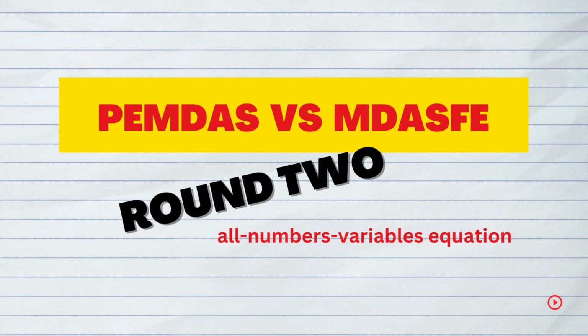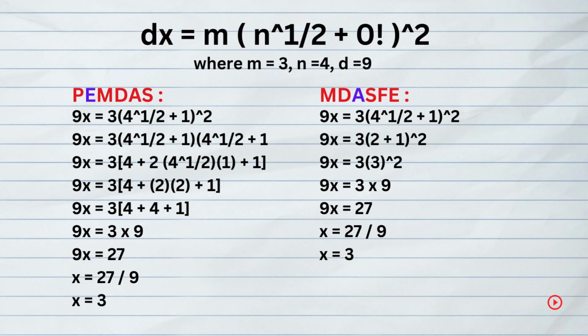And finally, if we compare PEMDAS to MDASFE using an all numbers variables equation, where m equals 3, n equals 4, and d equals 9, then the solutions are as follows. For PEMDAS, 9x equals 3 [square root of 4 plus 1] to the power of 2. 9x equals 3 [4 plus 2 times square root of 4, plus 1]. 9x equals 3 [4 plus 2 times 2, plus 1]. 9x equals 3 [4 plus 4 plus 1]. 9x equals 3 times 9. 9x equals 27. x equals 27 divided by 9, x equals 3.